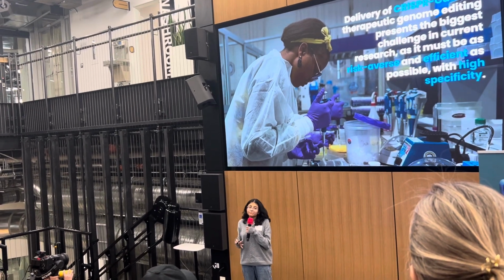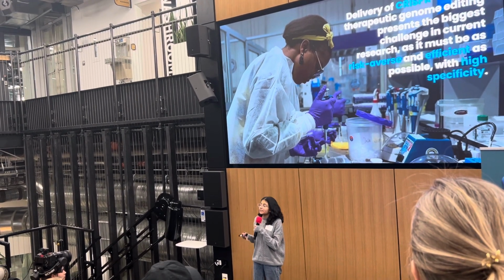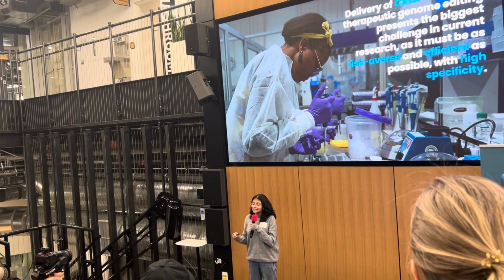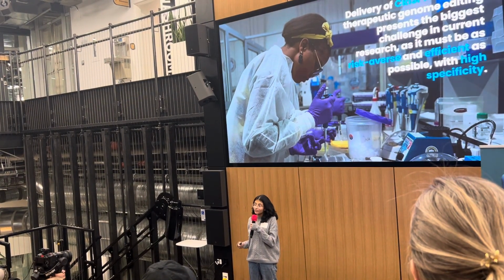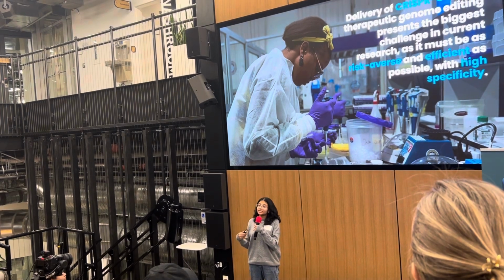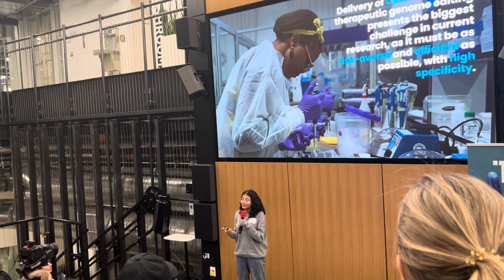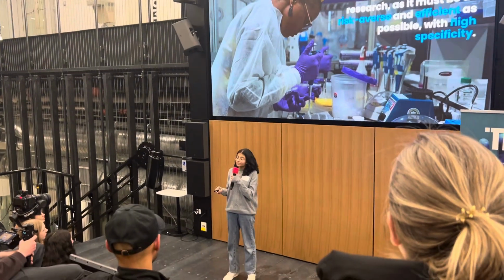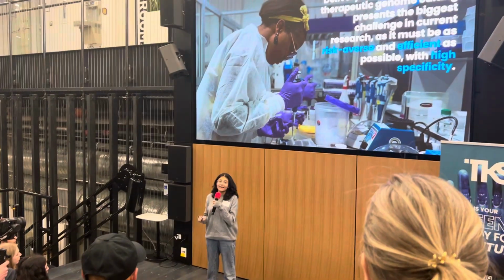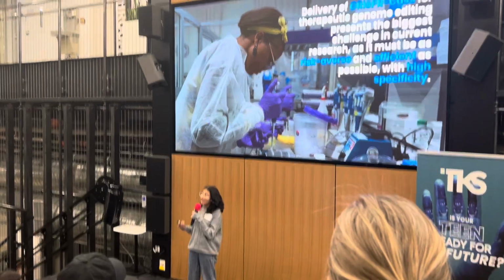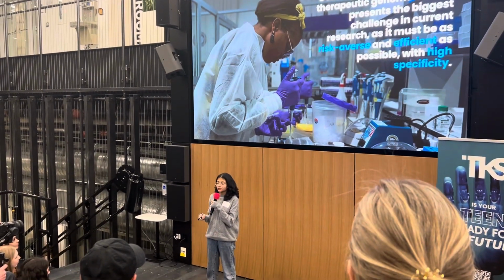One of the biggest problems with CRISPR is delivery. So efficiently delivering CRISPR-Cas9 to cells can be extremely difficult, especially if you're delivering it directly into your body. It has to be specific, efficient, and we have to make sure that the proteins actually penetrate cell membranes and reach the nucleus of the cell without having off-target effects.